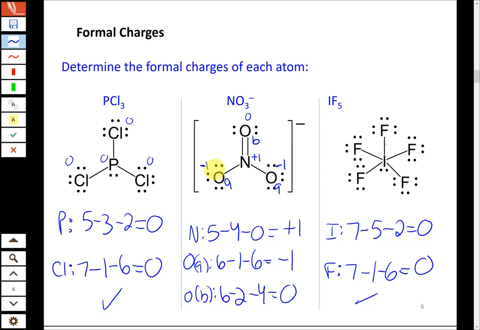Now again, we said earlier that if you have a plus and a minus next to each other, you can cancel them by drawing another double bond. And that's tempting to do here, but this is a situation where we cannot do that, because nitrogen right now already has 8 valence electrons around it.